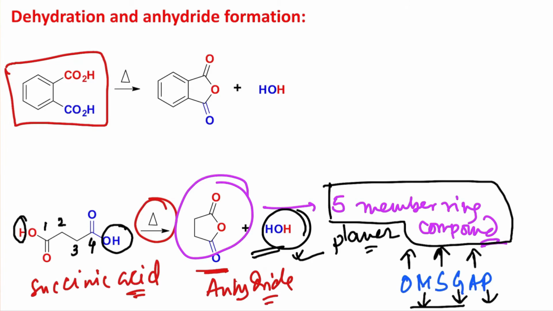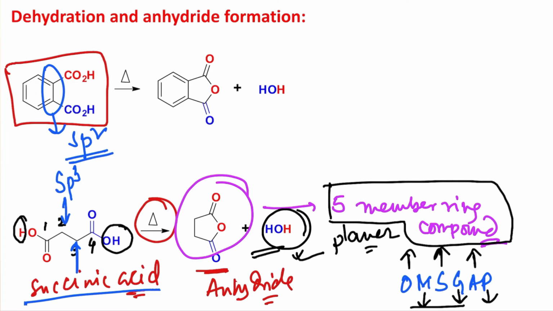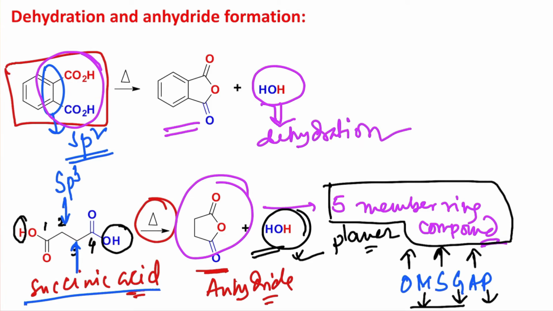Similarly, if you look at this succinic acid derivative, carbon number 2 and carbon number 3 are sp3 hybridized. But in the case of benzene, all are sp2 hybridized, and sp2 means planar. The 5-membered ring is planar. So because of this system, everything is in plane, and it has a higher tendency to undergo dehydration. I repeat, dehydration, to prepare this anhydride. Okay, so in this way the anhydride is formed.